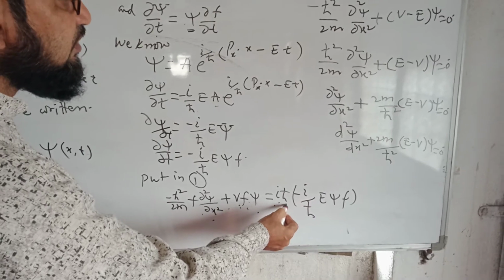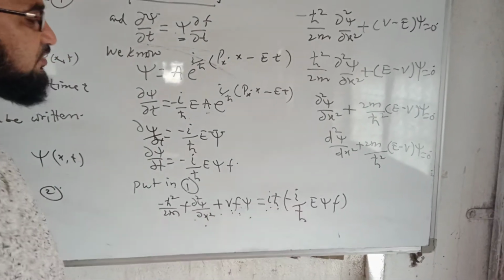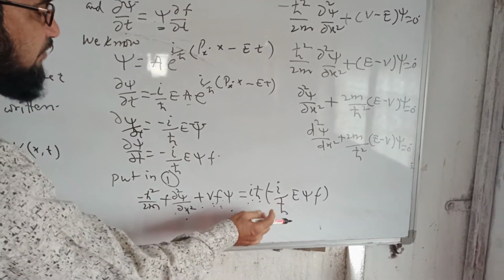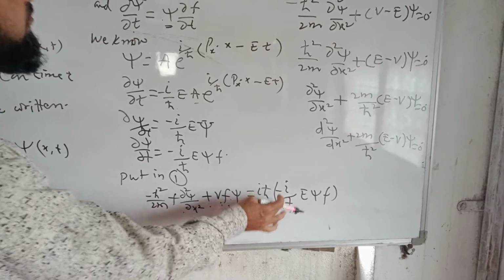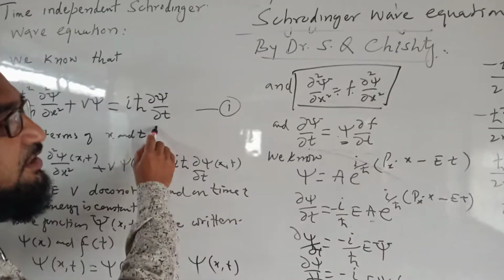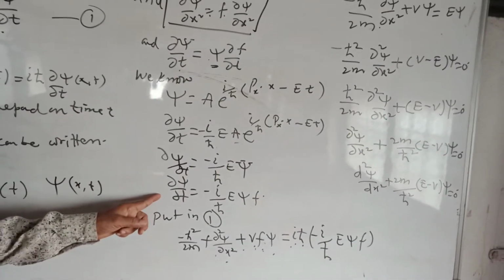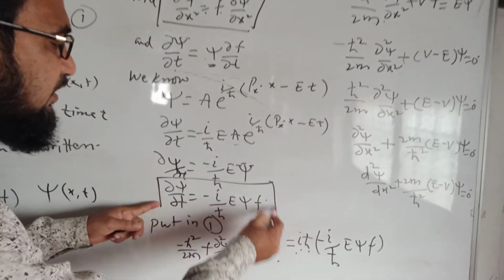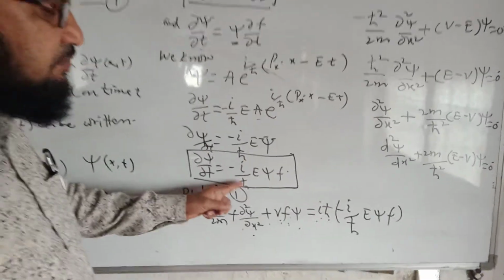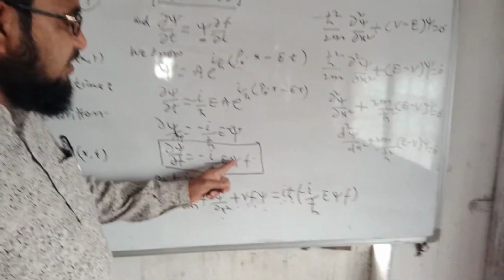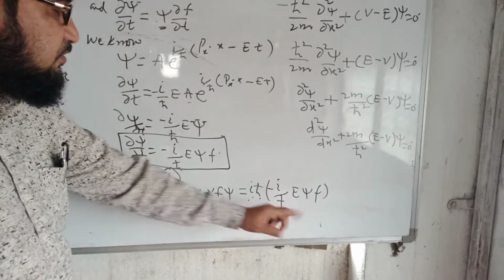iħ into that value of ∂ψ/∂t. The value of ∂ψ/∂t is taken from here. That value of ∂ψ/∂t is -i/ħ E ψ f. So I will substitute here.